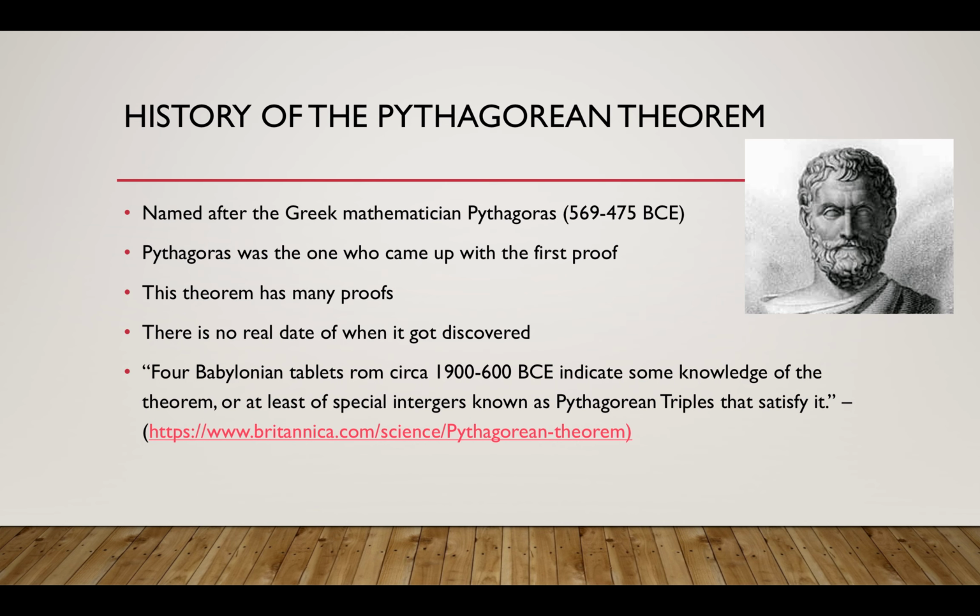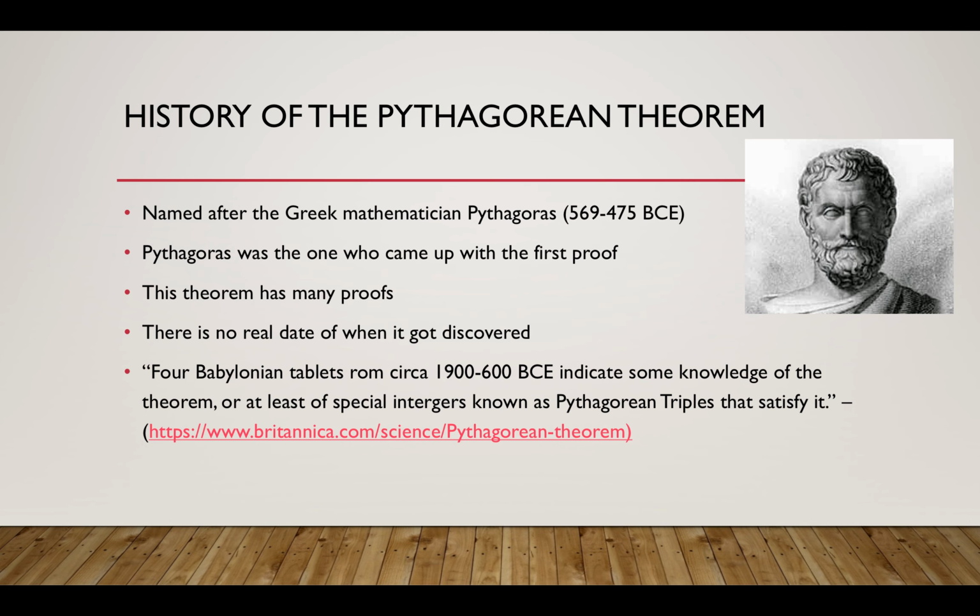So the history of the Pythagorean theorem. It was named after a Greek mathematician named Pythagoras, who was born in 569 BC and died in 475 BC. Pythagoras was one of the first who came up with a proof for this theorem. This theorem actually has a lot of proofs. If you research it, you'll see many different renditions of ways of proving the Pythagorean theorem. But there really was no date of when it actually got discovered.